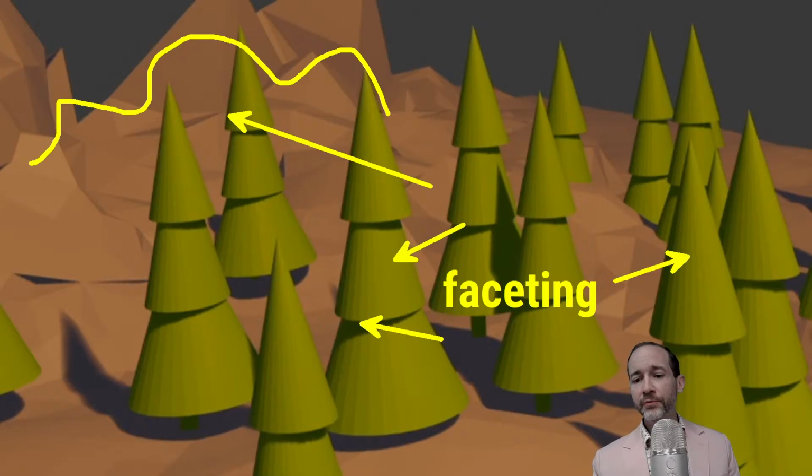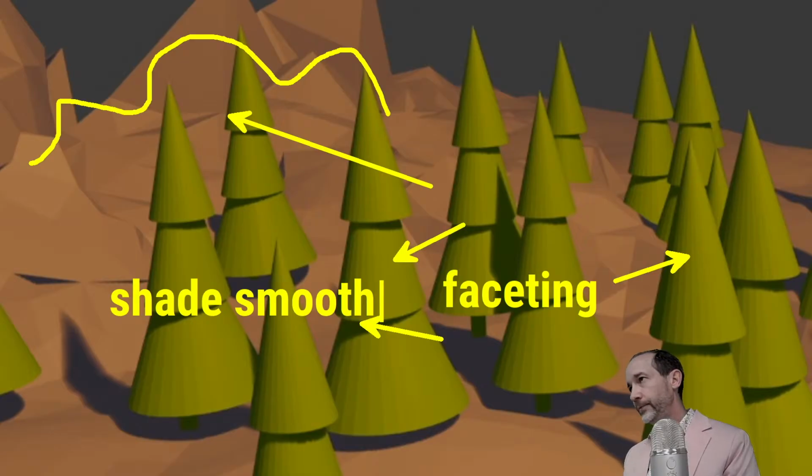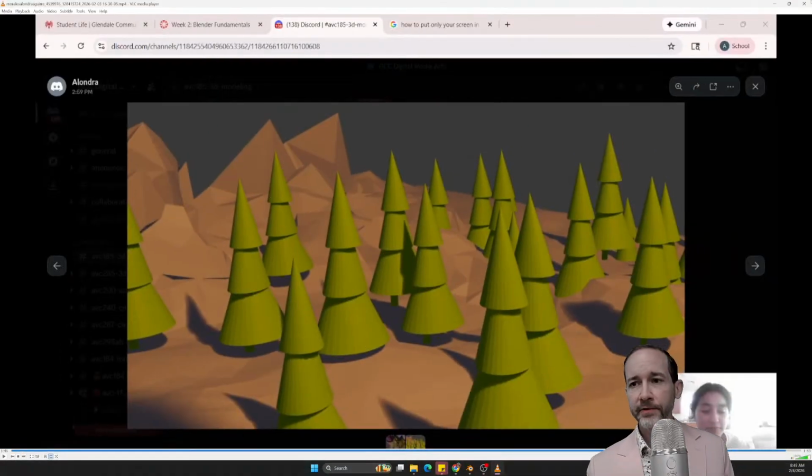Faceting. And so when we don't want to see the individual faces, we want to turn on some variation of shade smoothing, okay? For right now, there's shade flat and shade smooth. It's a longer story than that, but for right now, there's those two things. And so if we wanted this to appear so that we don't see the individual faces there, then we would turn on shade smoothing. Okay, very nice, Alondra.